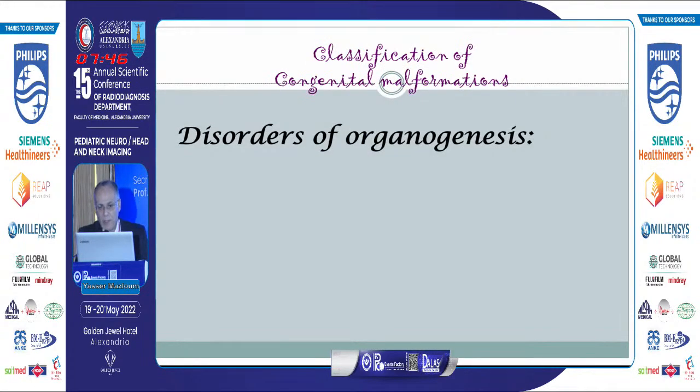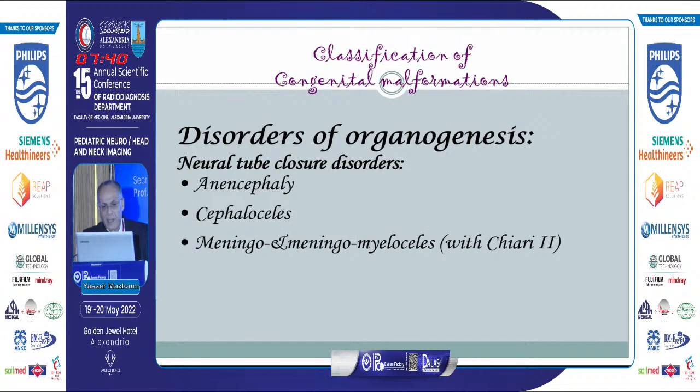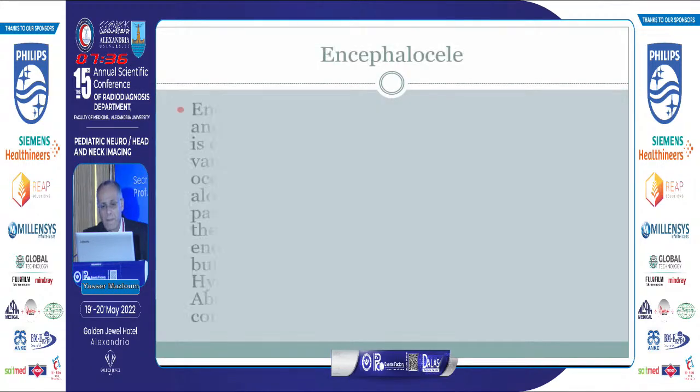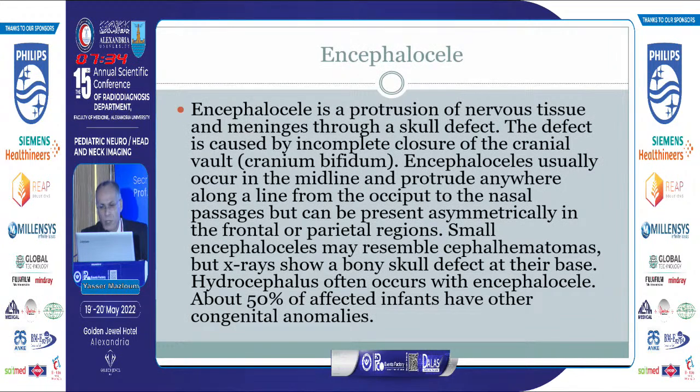Well, to classify disorders of organogenesis: neural tube closure disorders, anencephaly, cephalocele, meningoencephalocele with Chiari type 3. Encephalocele is a protrusion of nervous tissue and meninges through a skull defect. The defect is caused by incomplete closure of the cranial fold. Encephalocele usually occurs at the midline and protrudes anywhere along the line from the occiput to the nasal passage, but can present asymmetrically in the frontal and parietal region.